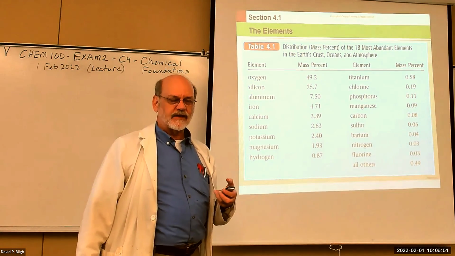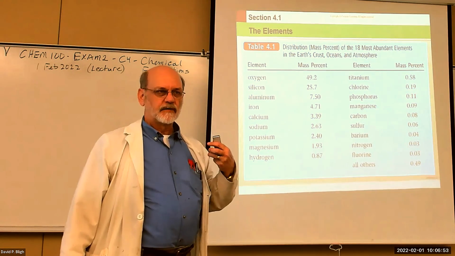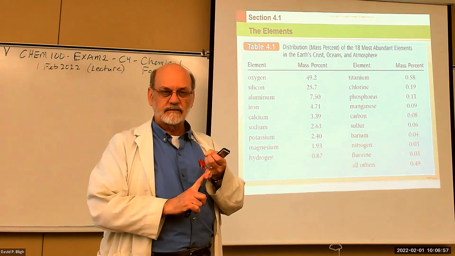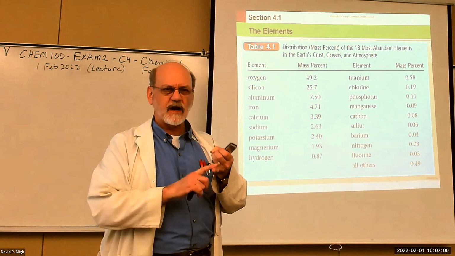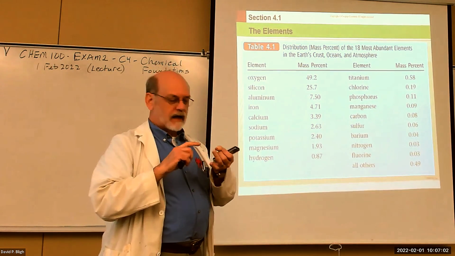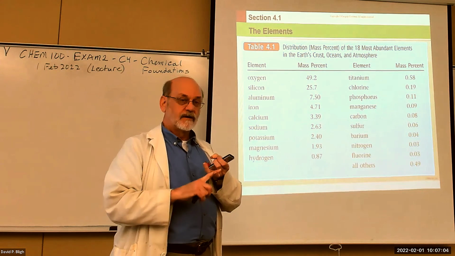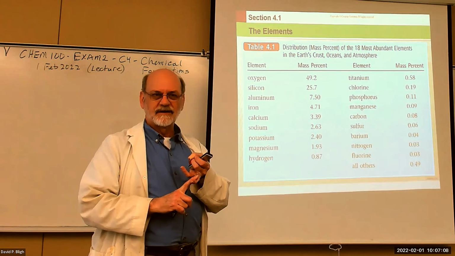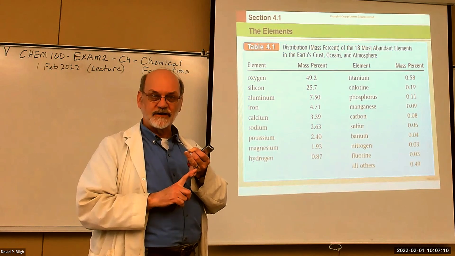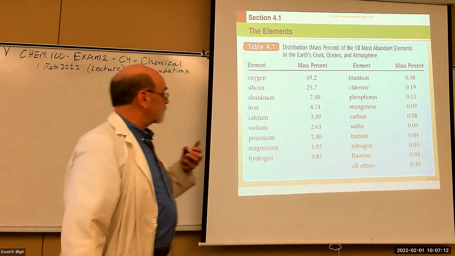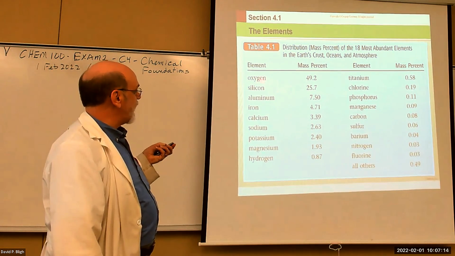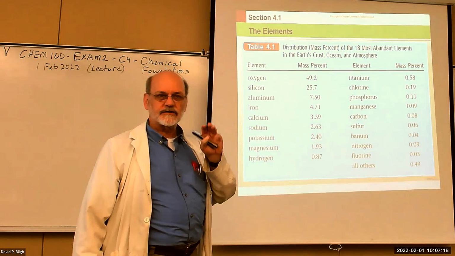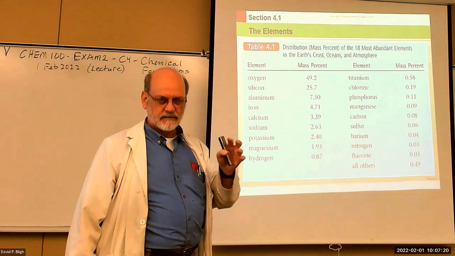And that really makes sense. Because for one thing, the atmosphere is 20% oxygen, excuse me. And the oceans are H2O mostly, right? So you got oxygen in the oceans. So it should not be a surprise that almost half by mass of all the elements in the Earth's crust, oceans, atmosphere is oxygen.